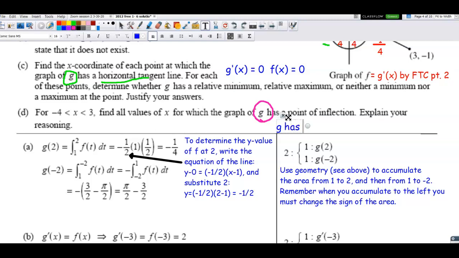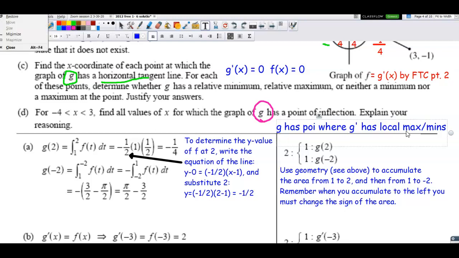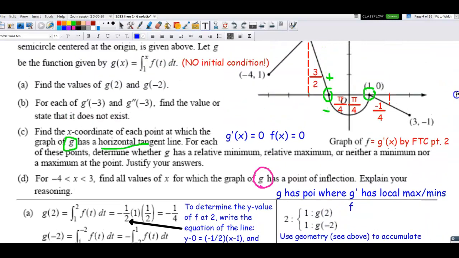So g has point of inflection where g prime has local max and mins. Well, that's really the same thing then as saying g has point of inflection, because g prime, remember, from our connection point, is f, has local max or mins. All right, so let's come up here.